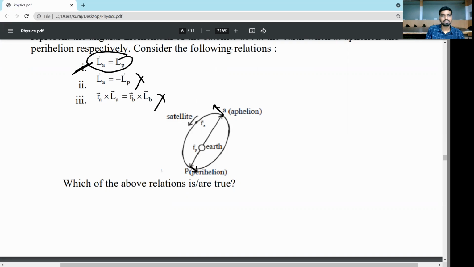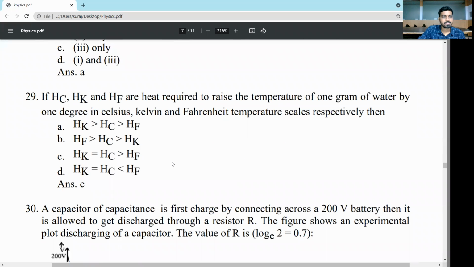Now coming to the next question. Question number 29. HC, HK, HF are the heat required to raise the temperature of 1 gram of water by 1 degree in the Celsius, Kelvin, and Fahrenheit temperature scales respectively. So in Kelvin and Celsius, the difference in temperature remains the same, right? In Kelvin and Celsius, the heat will be greater than in Fahrenheit.